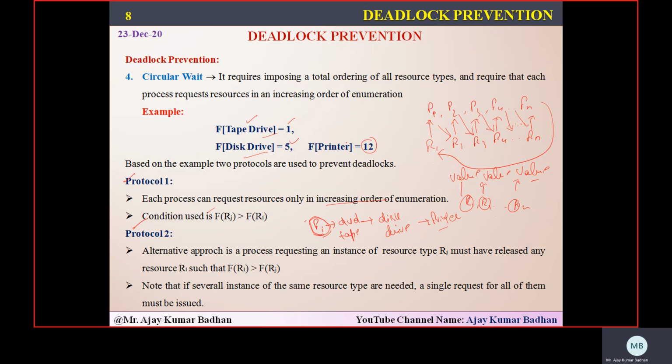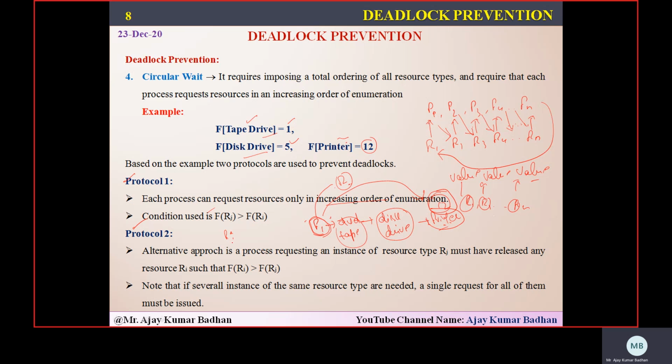Means in the beginning itself, the process P1 cannot request the printer. Actually in the beginning it can, because it is not holding any resource, so if it requests the printer first, we can give it. But after giving the printer, if it requests the disk drive or DVD tape drive, we cannot allocate it. Why? Because the printer has higher priority. So next time whenever it requests another resource, the priority of that resource should be greater than the resource it is holding. That's the condition: F of Rj should be greater than F of Ri.